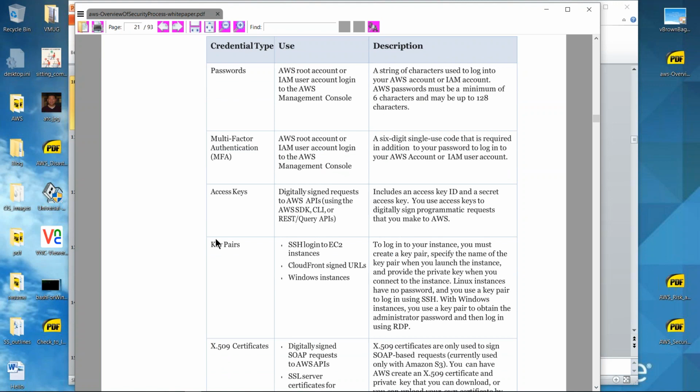And this is something called a key pair. A key pair is a private key and public key pair. This is different from the access key. An access key is only one key, but with a key pair you have to use a private key, then you also have to generate a public key, and this is how you mostly log in using SSH.